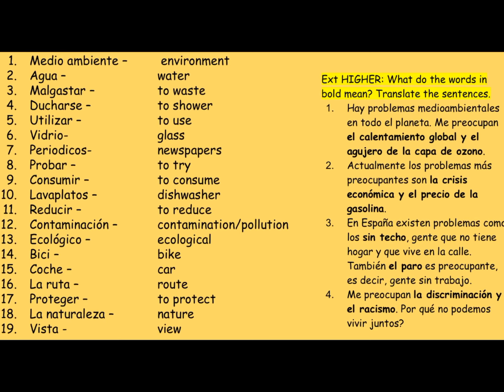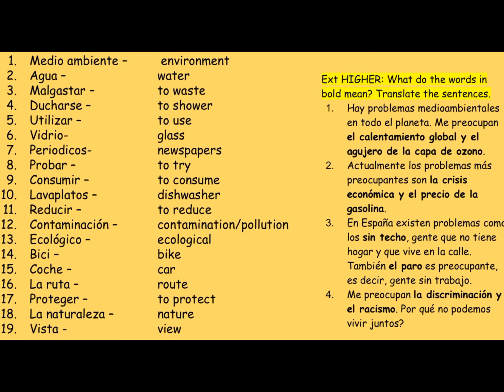En España existen problemas como los sin techo, gente que no tiene hogar y que vive en la calle. También el paro es preocupante, es decir, gente sin trabajo. So some really good high-level vocab in this one. So in Spain, lots of problems exist, like, remember that como means like, los sin techo, homelessness, so that's a real higher word there. People that don't have a home and that live on the street. Also, unemployment, so el paro, unemployment, is worrying. That's to say, people without a job.